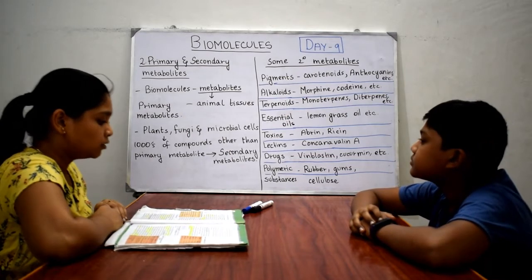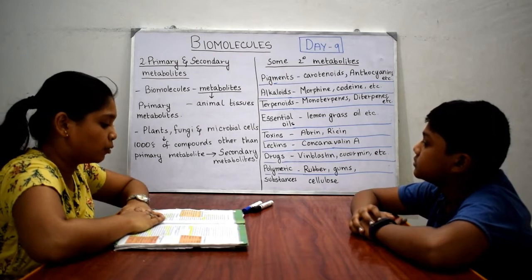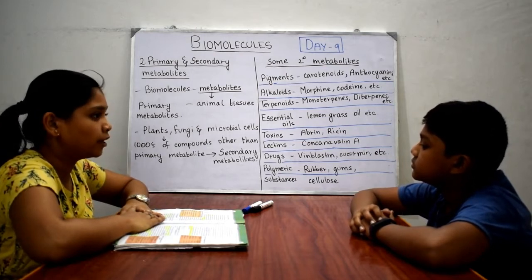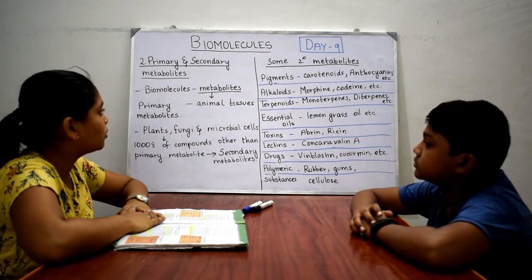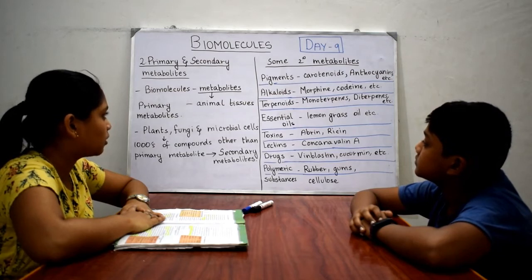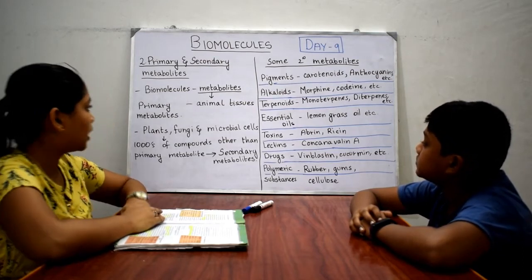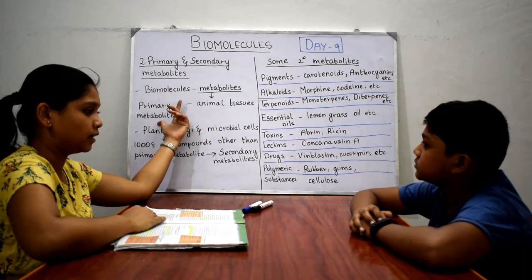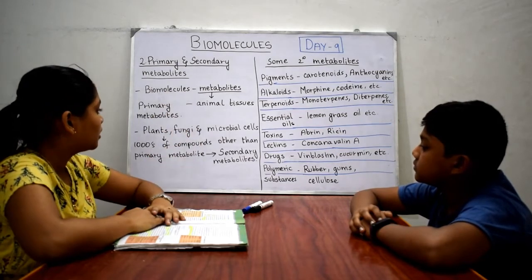Okay. So generally in a living organism there are a number of organic compounds like amino acids, sugars, and aromatic compounds and everything. Various biomolecules like this are called metabolites. In animal tissues, these metabolites are primary metabolites like amino acids, sugars, phosphate groups and everything.